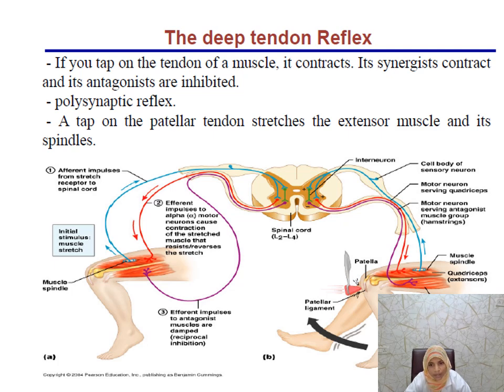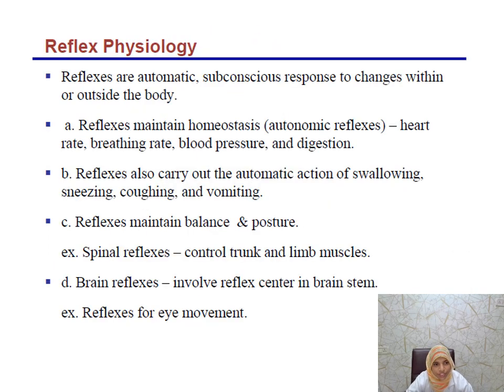So what is reflex physiology? Reflexes are automatic, subconscious responses to change within or outside the body. Reflexes maintain homeostasis, that is autonomic reflexes, such as heart rate, breathing rate, blood pressure, and digestion. Reflexes also carry out the automatic actions of swallowing, sneezing, coughing, and vomiting. Reflexes maintain balance and posture. Examples are the spinal reflexes, which control the trunk and limb muscles. And we have brain reflexes. They involve reflex centers in the brainstem. Example, reflexes for eye movement.